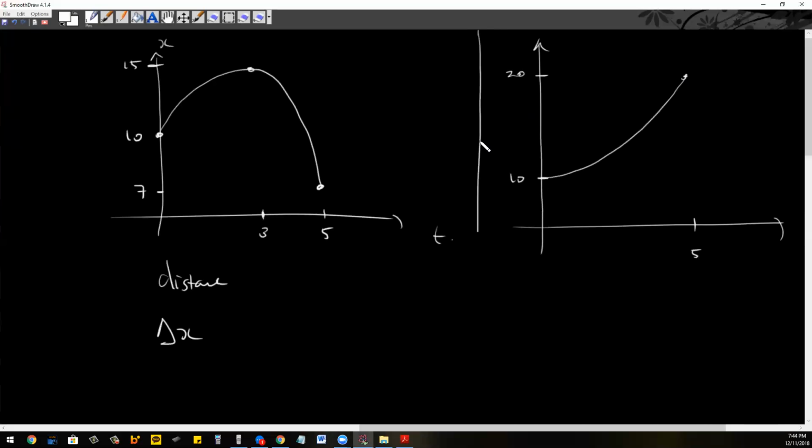So, Anna and Nimesha, what's the distance here? Would it be 20? I don't think so. You go up 5 and then down 8. Oh, 13. So it's 5 plus 8, isn't it? Yeah, 5 plus 8. So it's 13, right? What's the change in displacement?